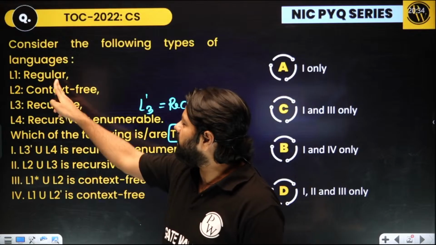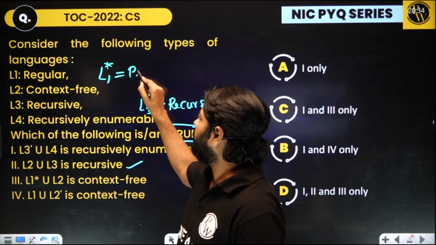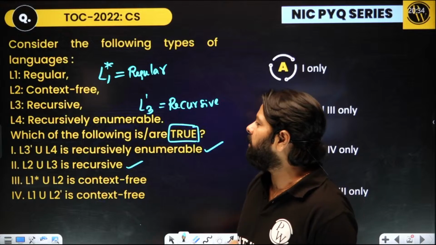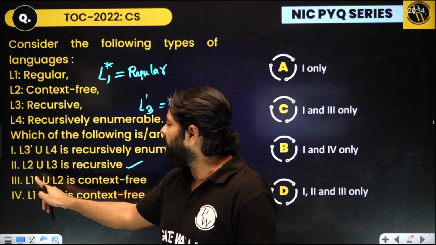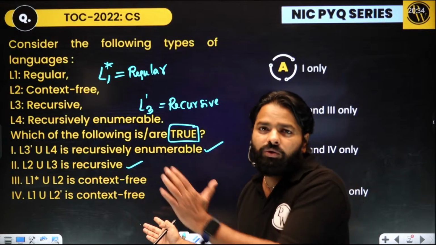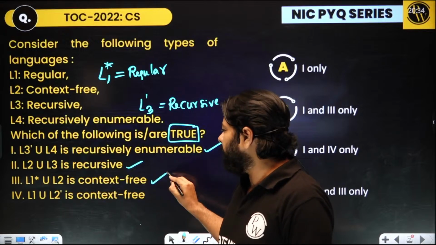And L1 star, where L1 is regular. L1 star is also regular, because regular languages are closed under Kleene star or Kleene closure. So L1 star is again regular. Regular union context-free is context-free, because context-free languages are closed under regular operations. So it is also true.